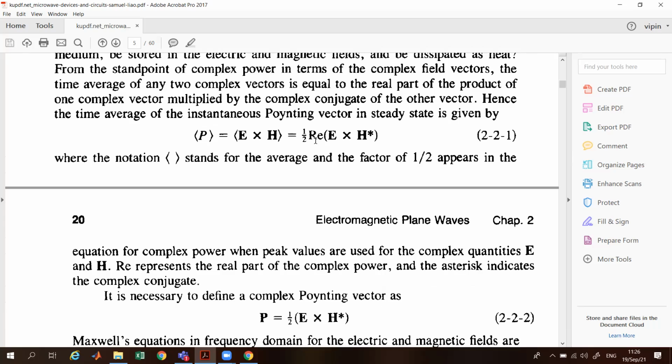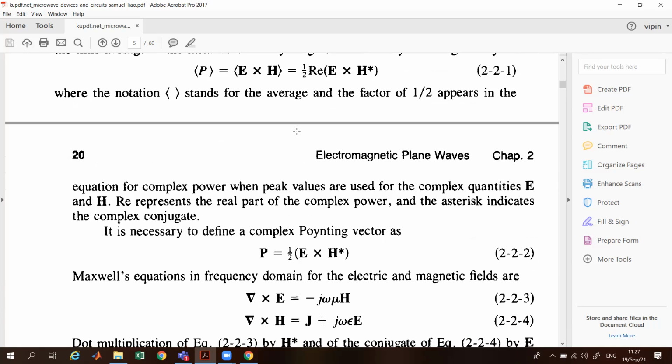So it will be half the real part of E vector cross H vector, where H vector is the complex conjugate here. With respect to the notation, the bracket stands for the average, and the factor of 1/2 appears in the equation for complex power when peak values are used for the complex quantities E vector and H vector. Real represents the real part of the complex power, and the asterisk indicates the complex conjugate. So we need to use E vector, and then use the complex conjugate of H.